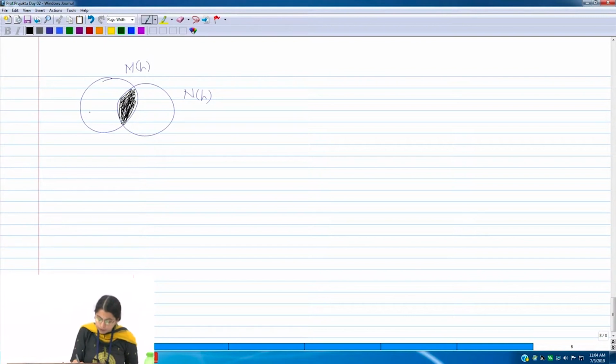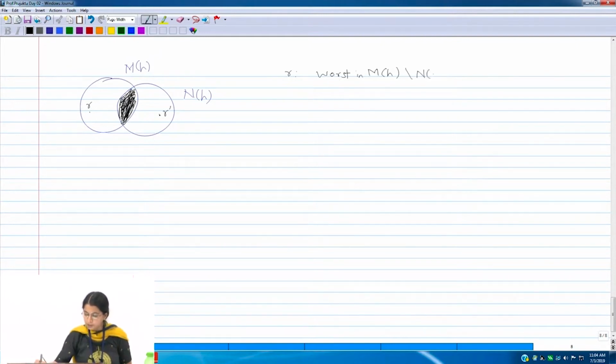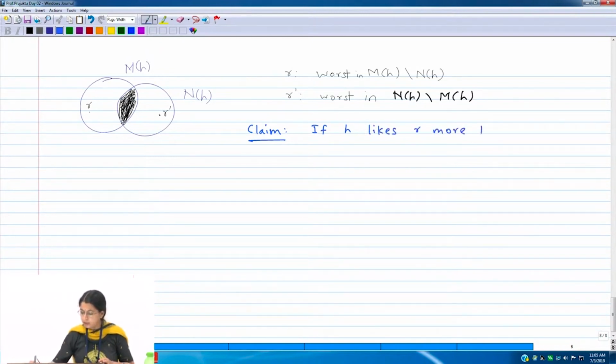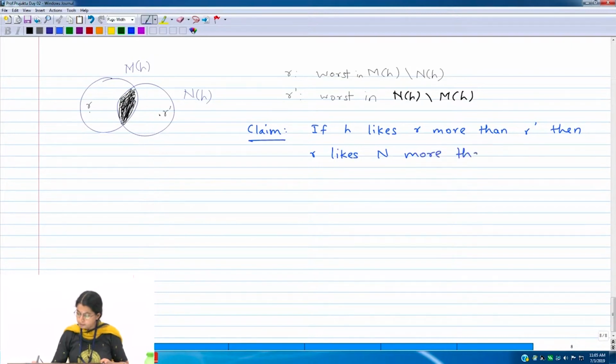Yes. And then we said that there is, say, r here, r prime here, and r is the worst resident in M of H, ignoring the common ones, and vice versa, that is r prime is worst in N of H. And we also wrote this claim where we said that if H likes r more than r prime, then r likes, so H likes r more than r prime, which is in the matching, so r is in the matching M, so r should like N more than M, and vice versa.